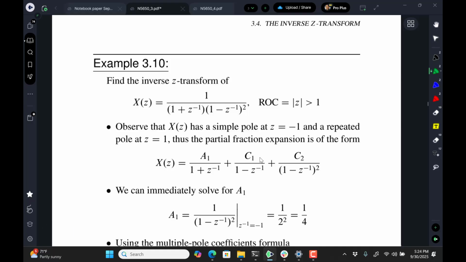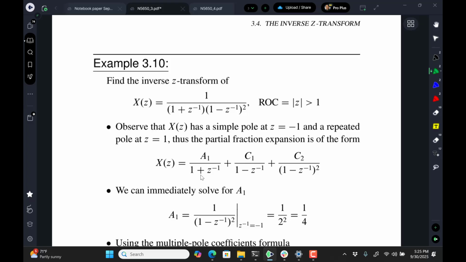Okay, now we have a repeated root, so we go right off the bat. We don't have to do any polynomial factoring. We just have to say, again, we have a causal signal because the region of convergence is the magnitude of z greater than 1. We also know that we have a root at minus 1 and a double root at plus 1. This was not multiplied out for us conveniently, so everything is right there in your face.